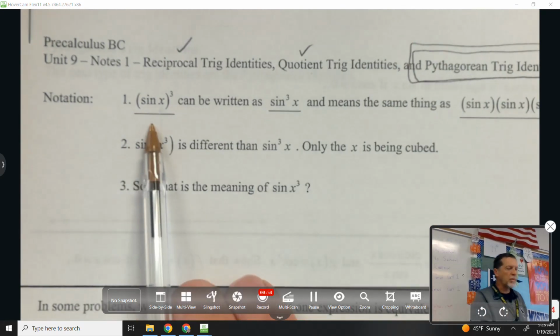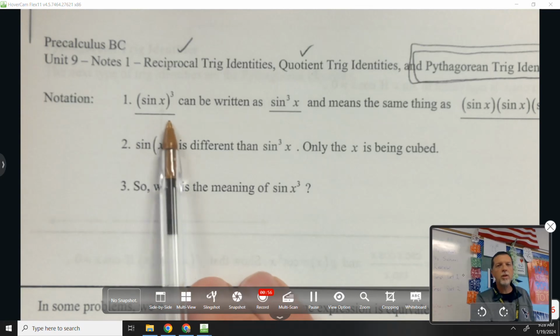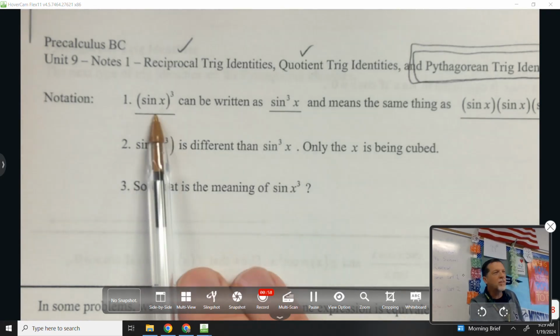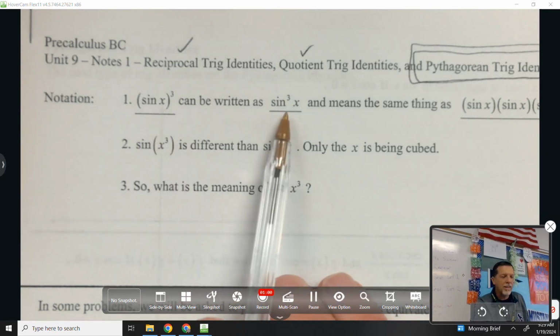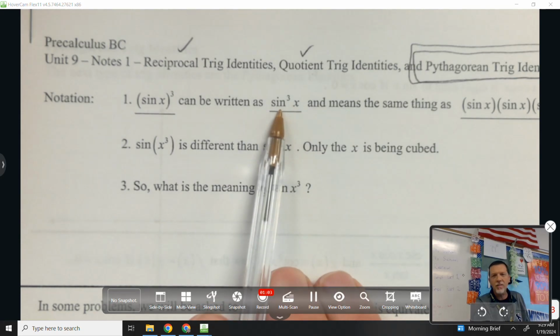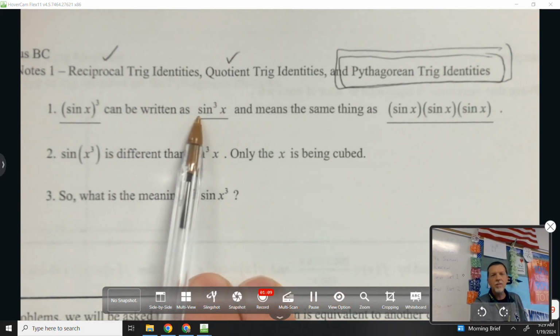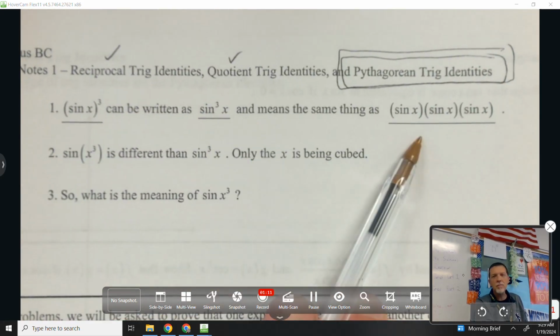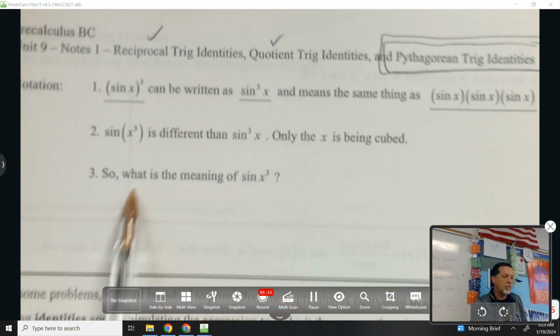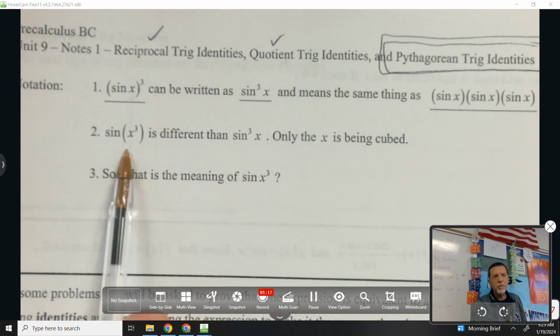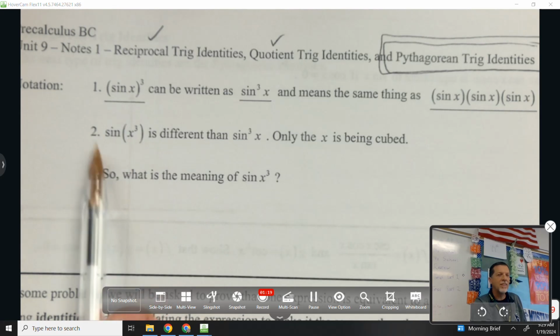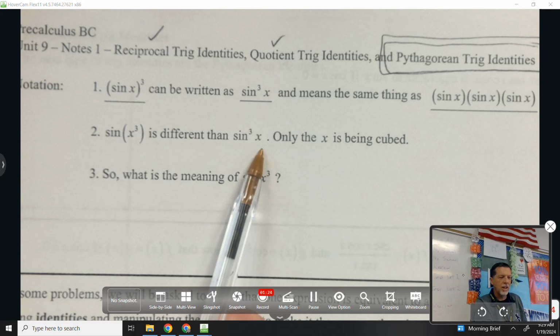Okay, a couple things about notation here that people get thrown off with. If we cube the sine of x, we can write that by putting the cube right there. That looks funny, but that's to indicate that we're cubing the sine as opposed to cubing the x. So all of those things mean the same thing, sine of x times sine of x times sine of x. As opposed to sine of x cubed, which cubes the x and then takes the sine. That's different than sine cubed of x.